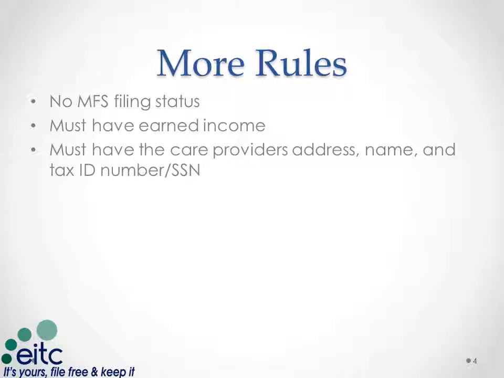A couple other rules here. Filing status cannot be married filing separately, just like a lot of the other credits. The person claiming the credit must have earned income, and in order to put the information into the tax return, the taxpayer needs to have information about the care provider, like their name, address. If it's a business, they'll have a tax ID number, and if it's a babysitter or nanny, they'll need the social security number of that person.